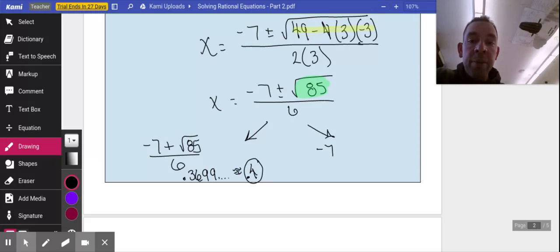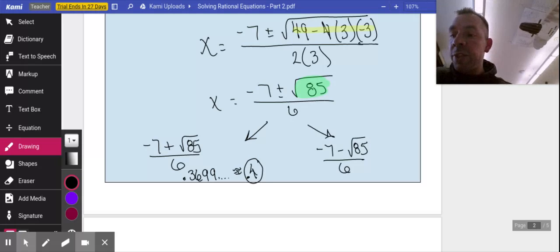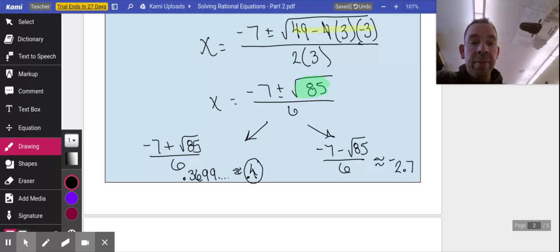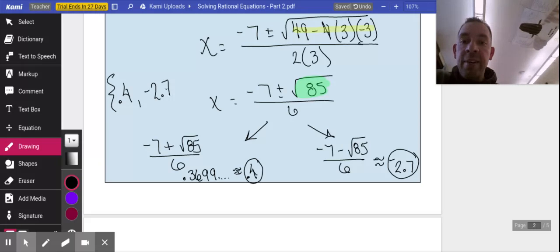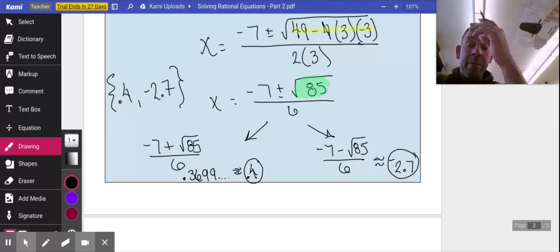And then on the other side, we'll do -7 minus radical 85, divided by 6. One nice thing on that calculator is you can just arrow up twice. It kind of copy and pastes it so that all you have to do is change that one plus sign to a minus sign. And I got -2.7032. We'll round it to the nearest tenth, and we'll say we're getting -2.7. So let's say now 0.4 and -2.7 are our final answers there.